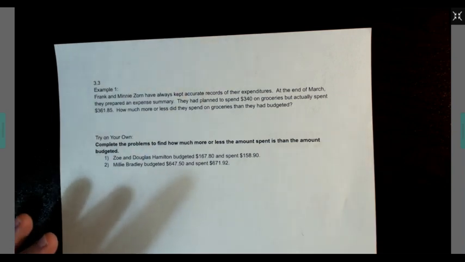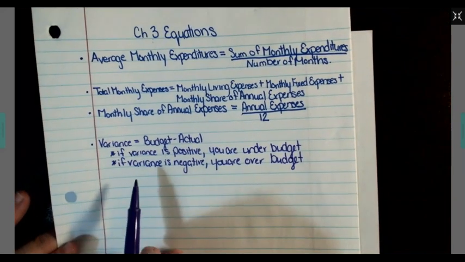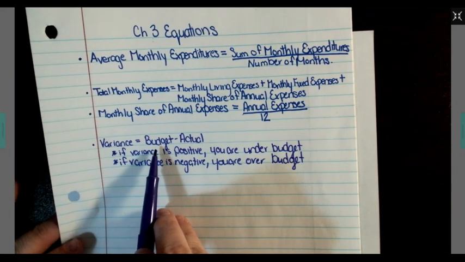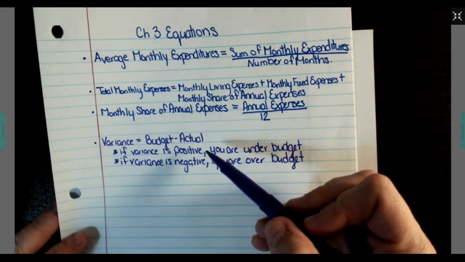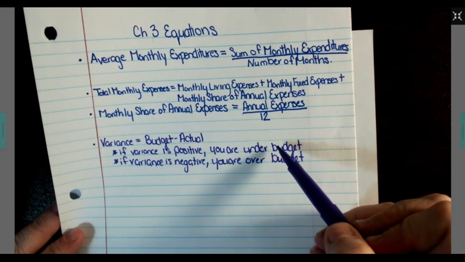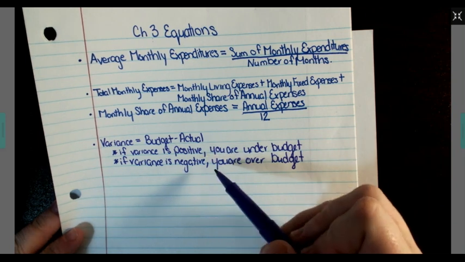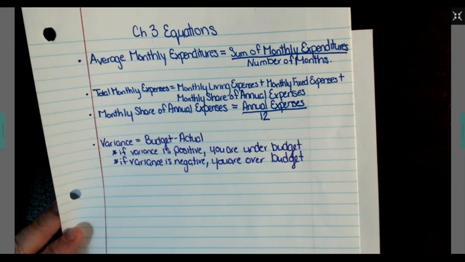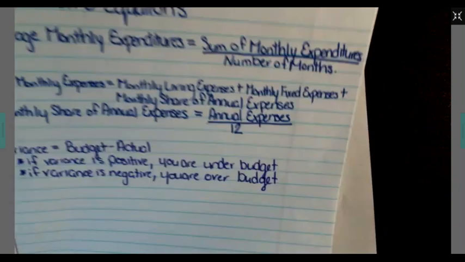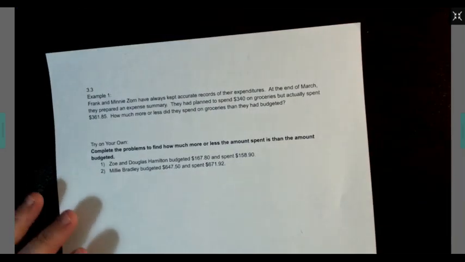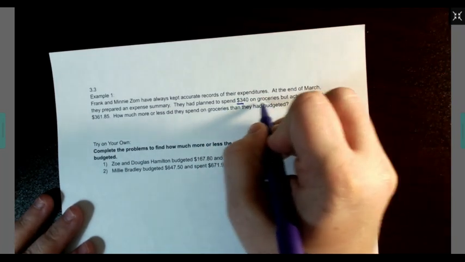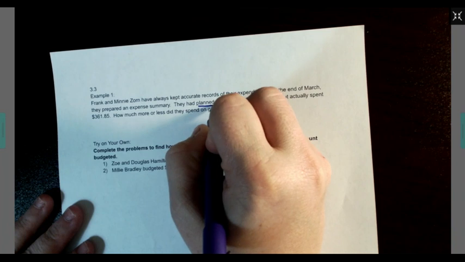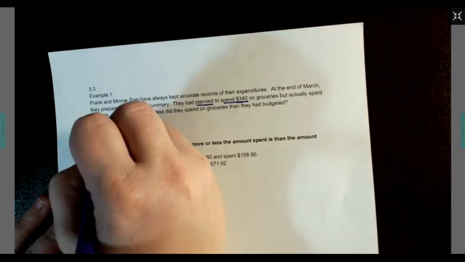So our equation that we added to today's lesson is we're going to take our budgeted amount and subtract our actual amount. If the number is positive, we are under budget. If the number comes out to be negative, that means we actually overspent what we had budgeted. So budget minus actual. Well, my budgeted amount was what we had planned to spend. So that was $340.